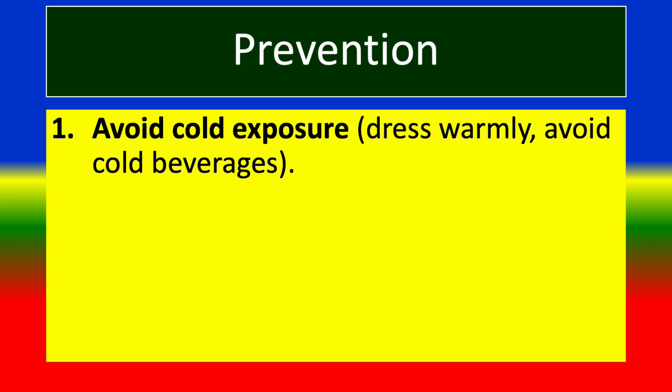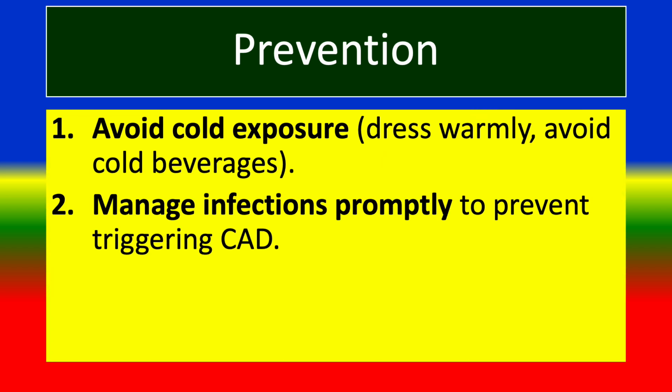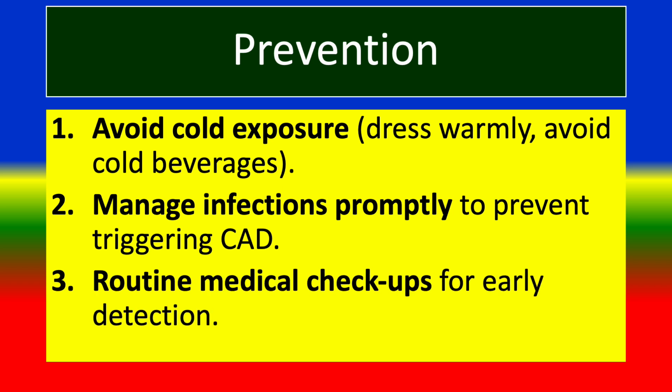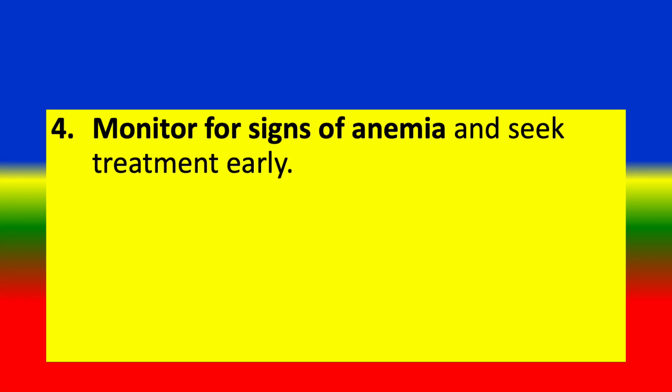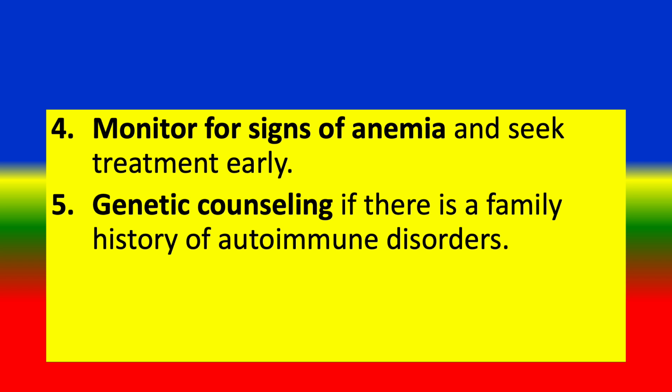Prevention. 1. Avoid cold exposure. 2. Manage infections promptly to prevent triggering CAD. 3. Routine medical checkups for early detection. 4. Monitor for signs of anemia and seek treatment early. 5. Genetic counseling if there is a family history of autoimmune disorders.